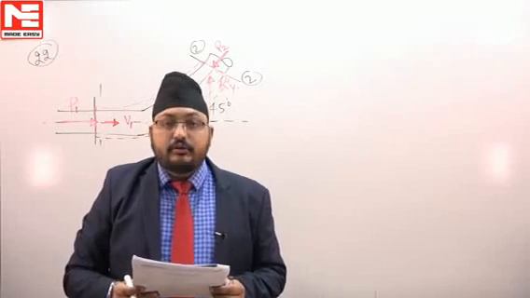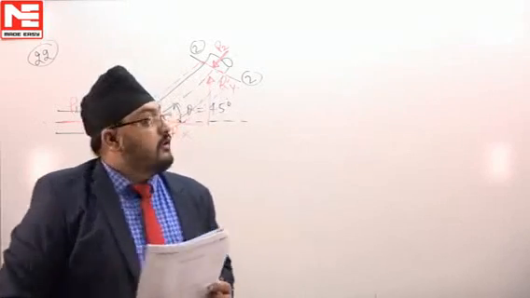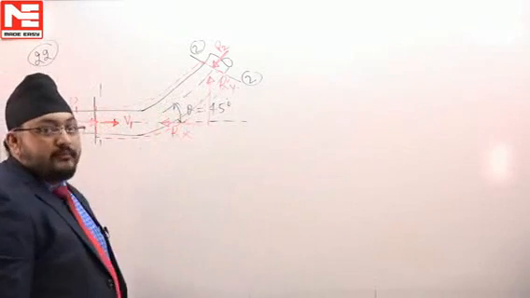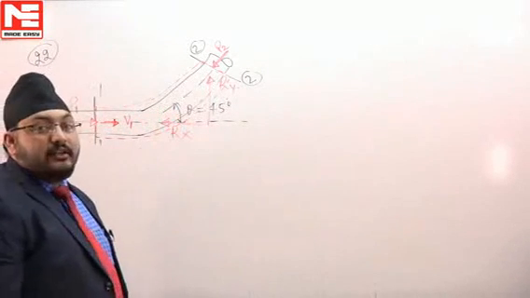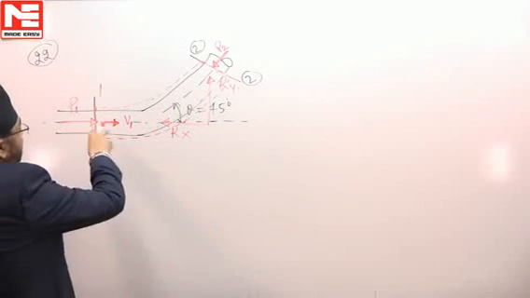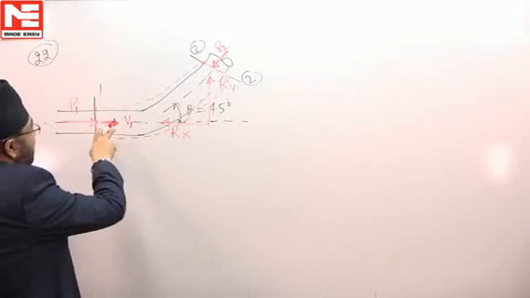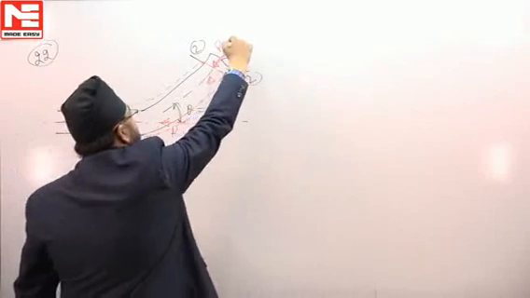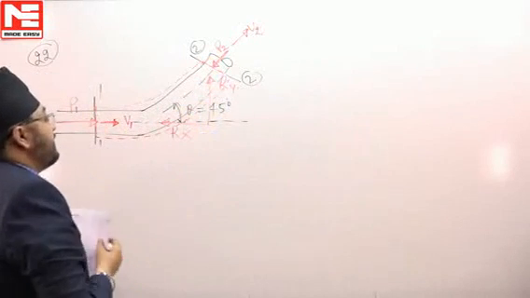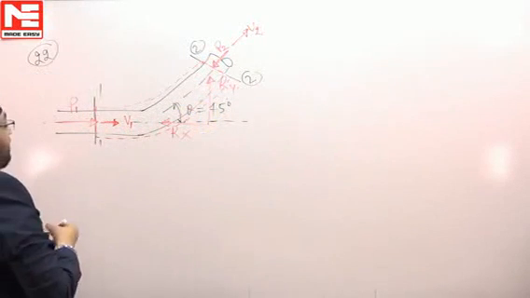Question number 22 is about a pipe bend, and we are asked to find the reactions Rx and Ry, that means the resultant of these two. Suppose fluid is entering here with velocity v1 and leaving here with velocity v2, and we are asked to find these forces. So first we will find the values of these velocities.